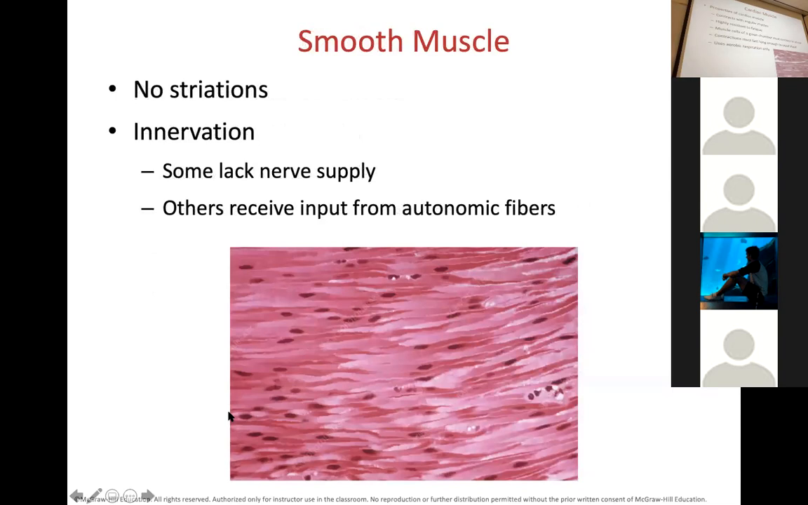Smooth muscle. It's smooth because it doesn't have striations. So you don't have those really distinctive sarcomeres that you have in skeletal muscle. As far as innervation goes, some smooth muscle tissues or smooth muscle cells don't have any nerves actually going into them. So some of them are not innervated at all. But a lot of them receive input from the autonomic nervous system. So the unconscious part of our nervous system.